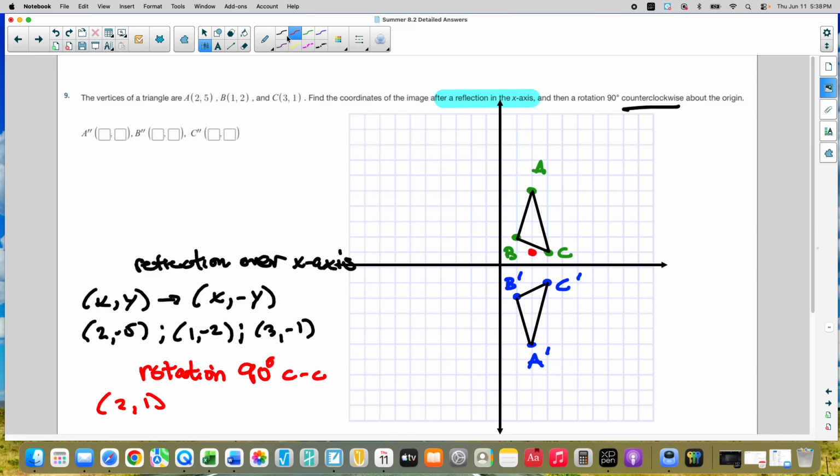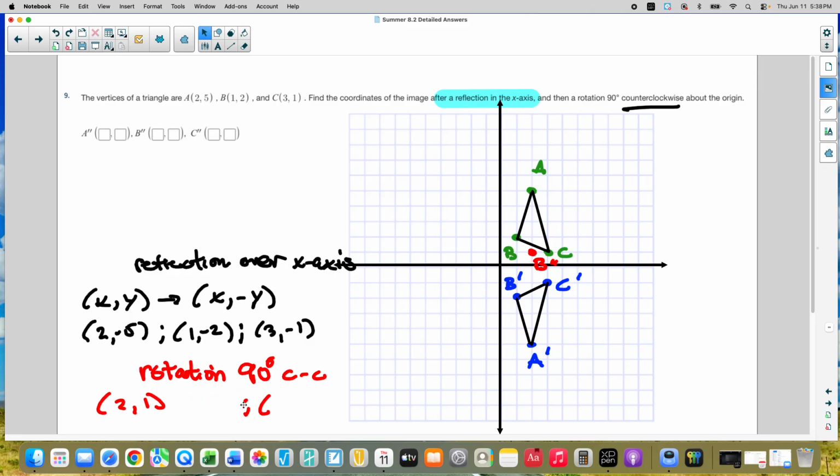Let's do our other point. So our next point, that would be B double prime. That is my B value. My C value, let's move that over a little bit because, sorry.